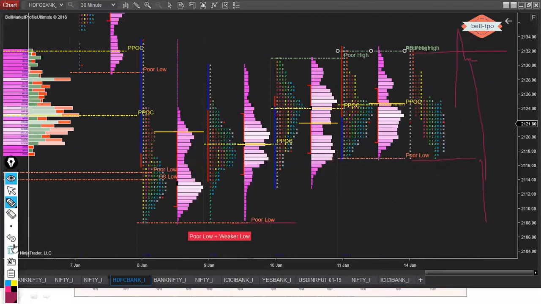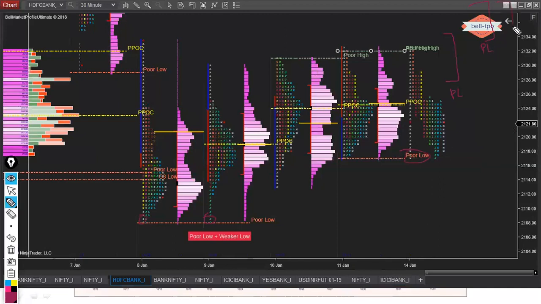Now, if you look into it, there are 2 poor lows, one poor low and one more poor low, and it is also a weaker low. The 2 poor lows are back to back, right? This is the one piece of information you have to look into, but there is a poor high also. So maybe the auction may continue for some more time. It may create one more poor low, and the auction might continue.